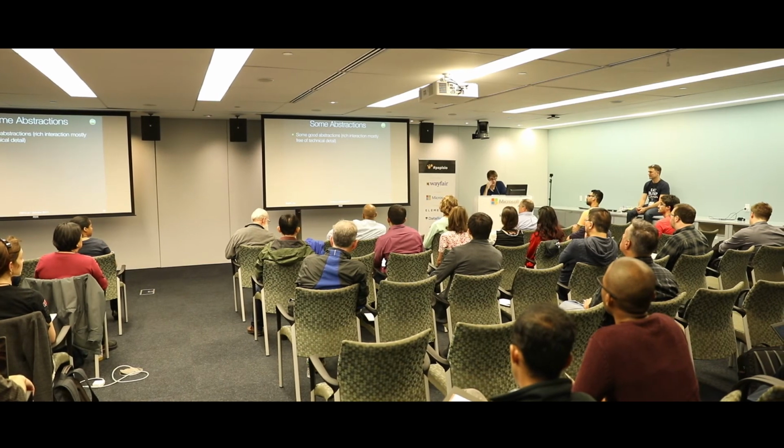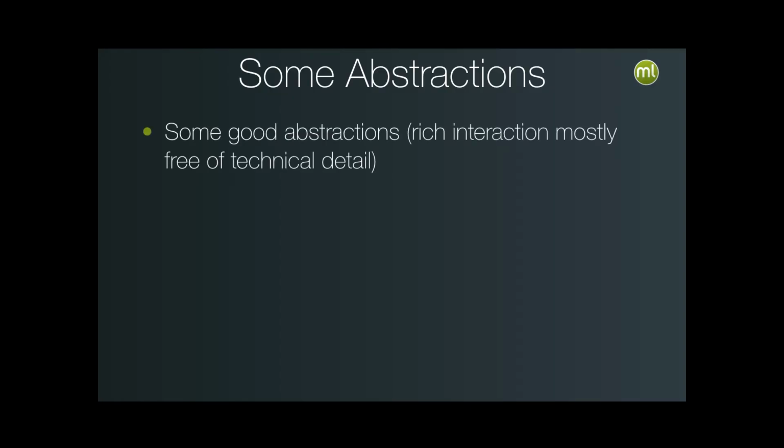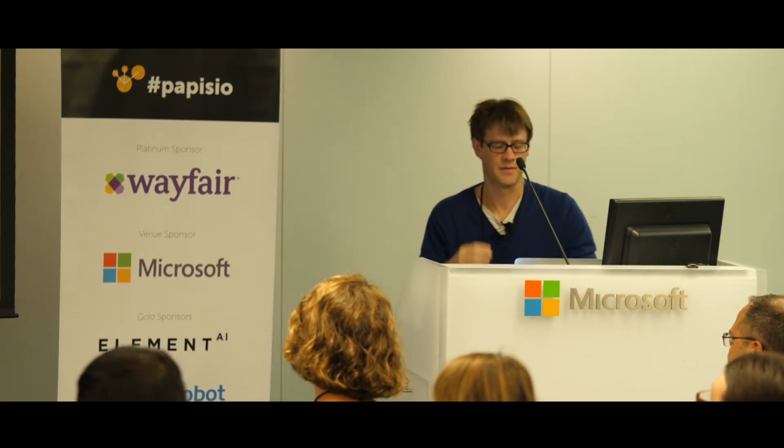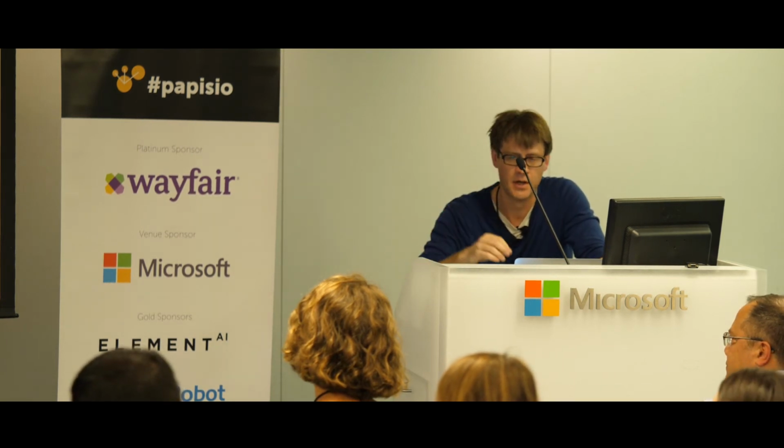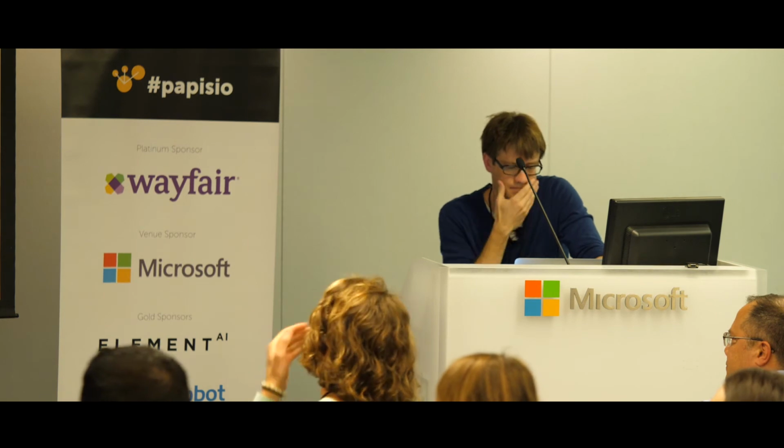So just to talk about abstractions a little bit, some good abstractions. Driving is the example that everyone thinks about. When we drive, we don't have to think about transmissions or engines or clutches or carburetors. We just think about a steering wheel and a gas pedal and a brake pedal, and we're done, right? That's a good abstraction. It allows us to do everything we want to do with the technology and frees us from all the technical detail.